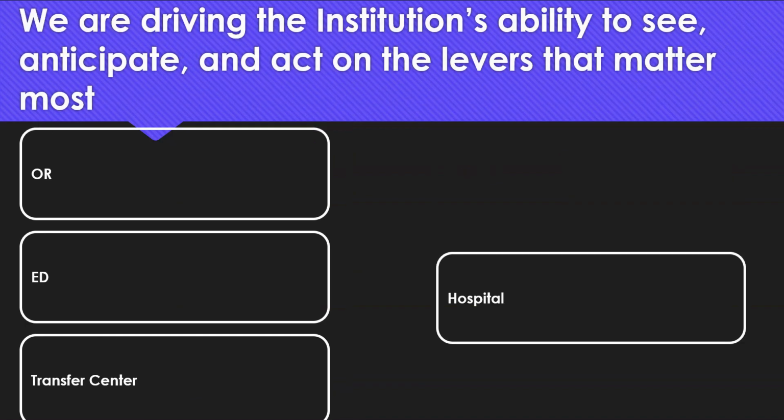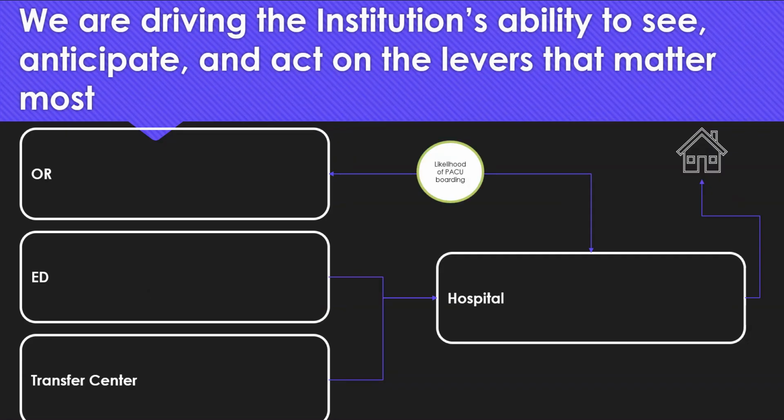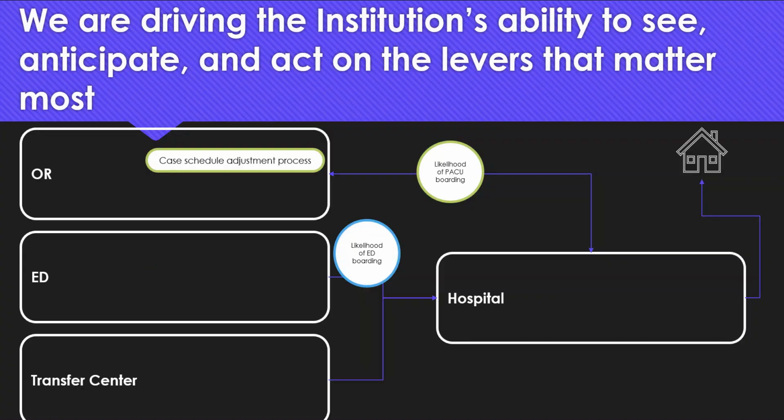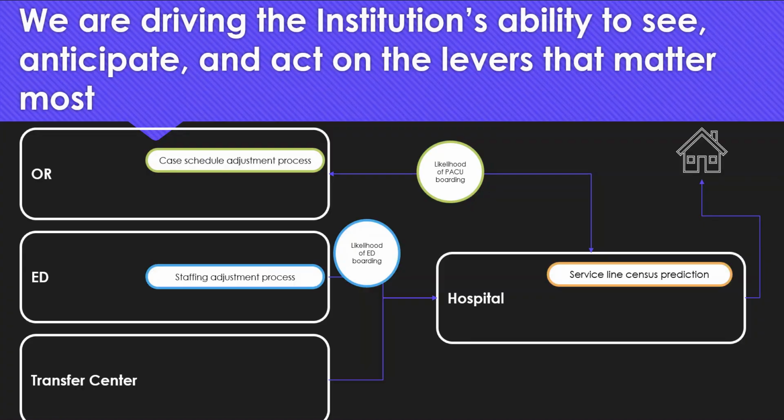As opposed to when we're really driving the institution's ability to see, anticipate, and act on the levers that matter most. So trying to get closer to that better definition. When this is what we're trying to accomplish, the connections here matter. So we'll probably be pursuing instead something like likelihood of PACU boarding for the purpose of adjusting the schedule upstream, likelihood of ED boarding for the purpose of having an impact on staffing.